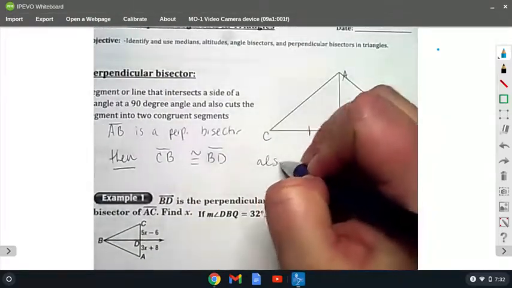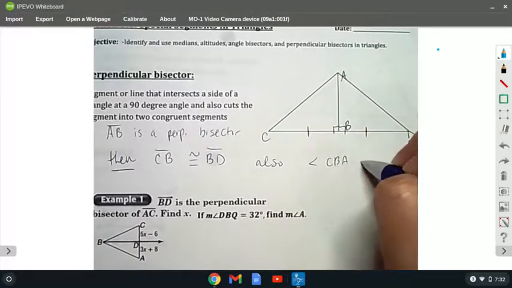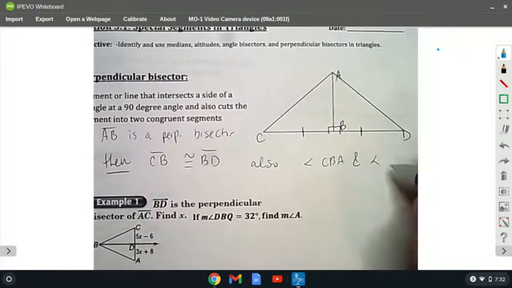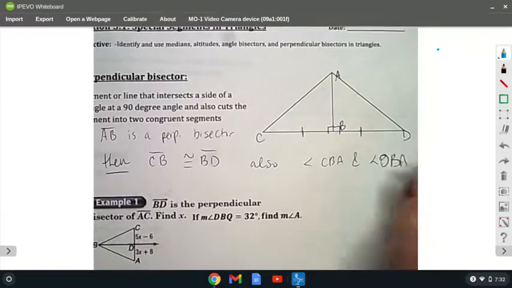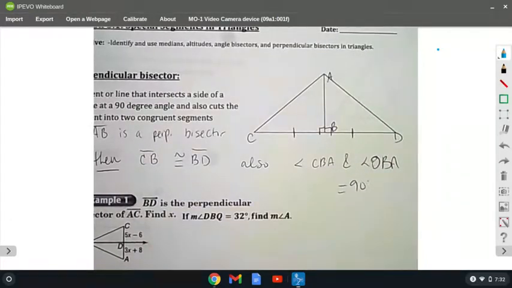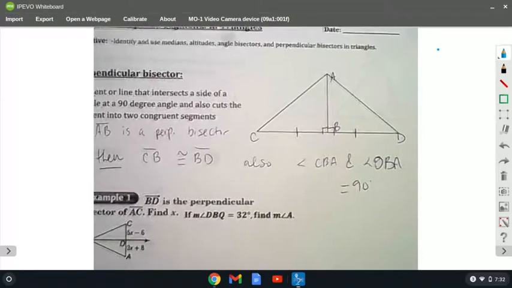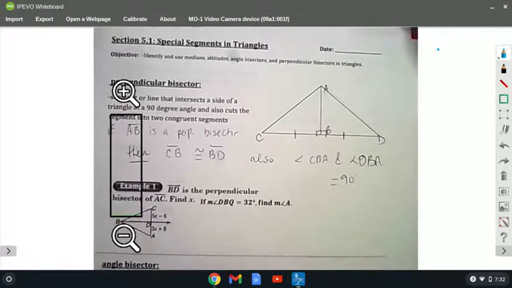Also, angle CBA and angle DBA would be equal to 90 degrees. So let's put that into context with a problem.